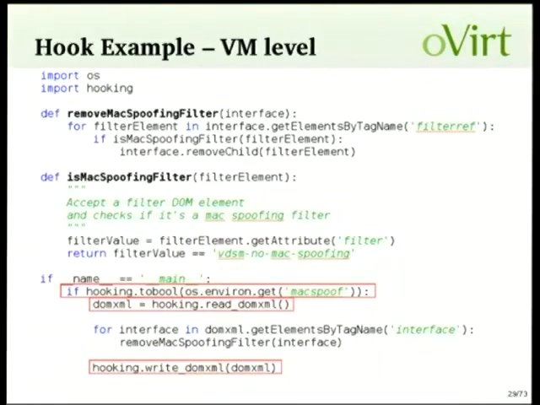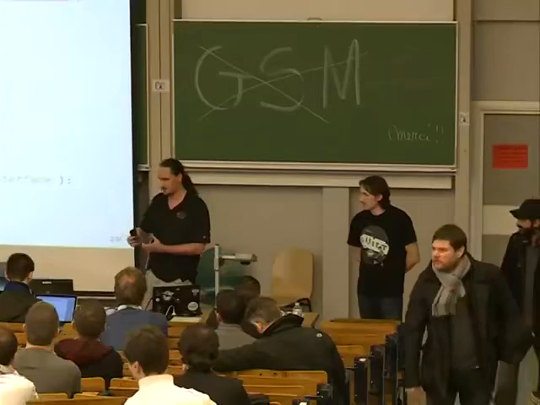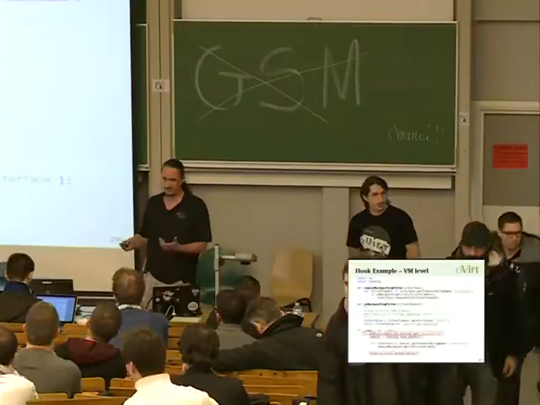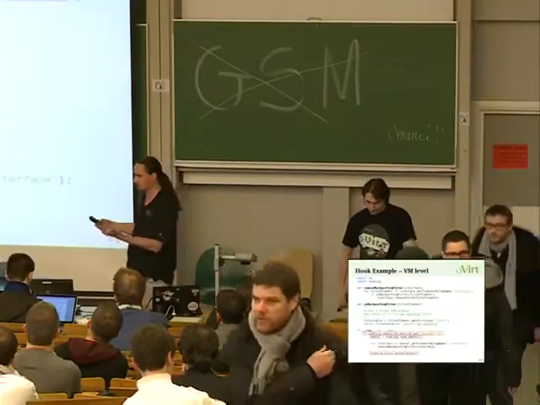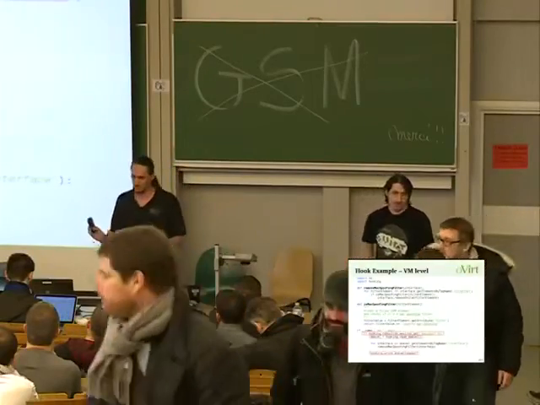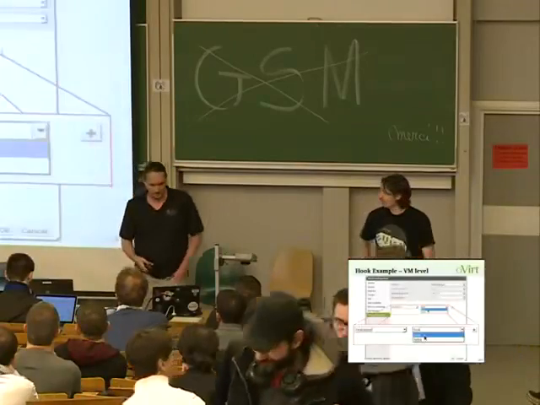And then the other two lines are the read XML and the write XML. So we get the XML for the entire VM. We act upon it. We do whatever changes we want to do. And in the end, we write the XML back. And this is what gets sent to oVirt or to other hooks, because the hooks can be chained up. But you don't have an order of execution, so each hook basically runs solo on the XML.